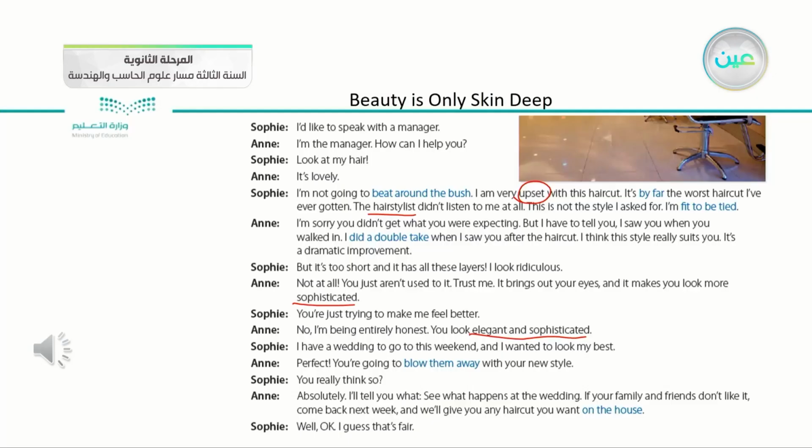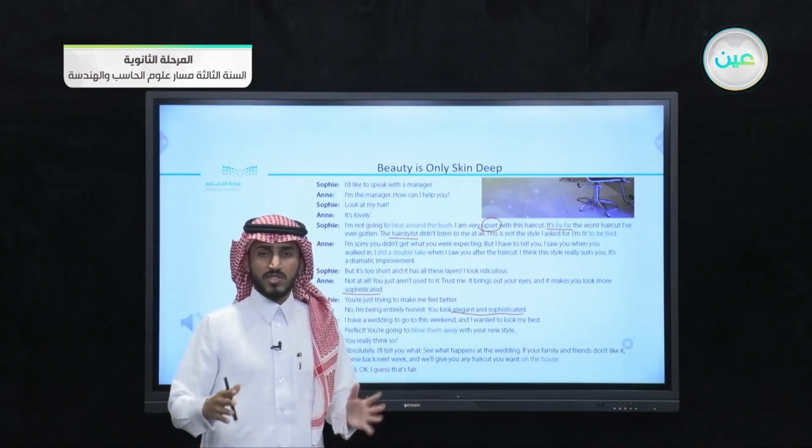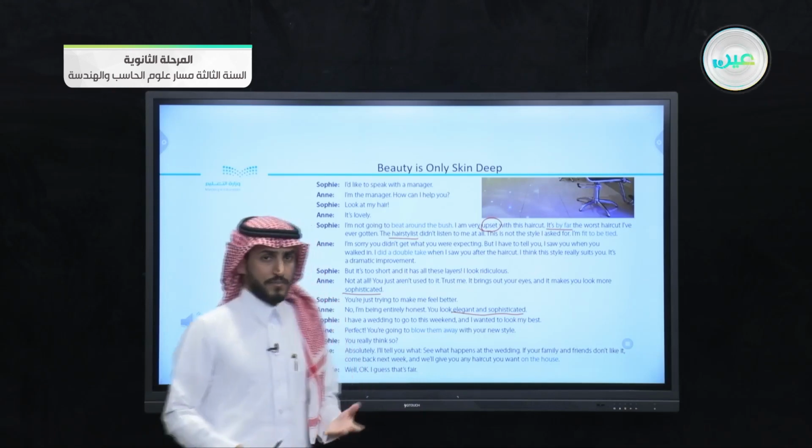Okay? After that, we have here, "I'm very upset with this haircut. It's by far the worst haircut I have ever gotten." By far means so far, until now. It is so far the worst haircut I've ever gotten.